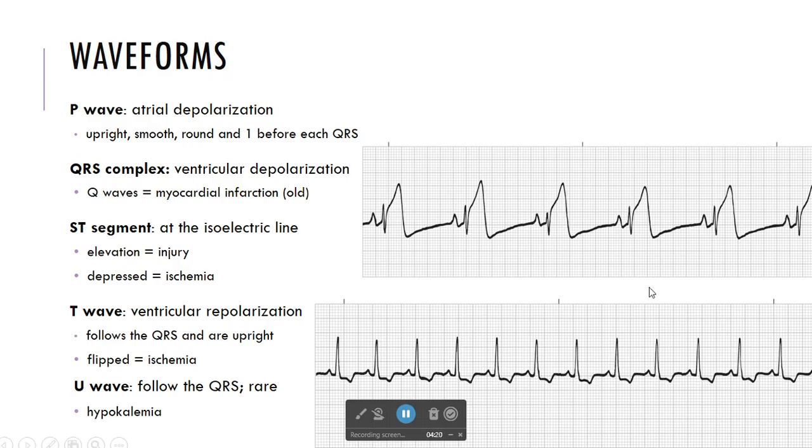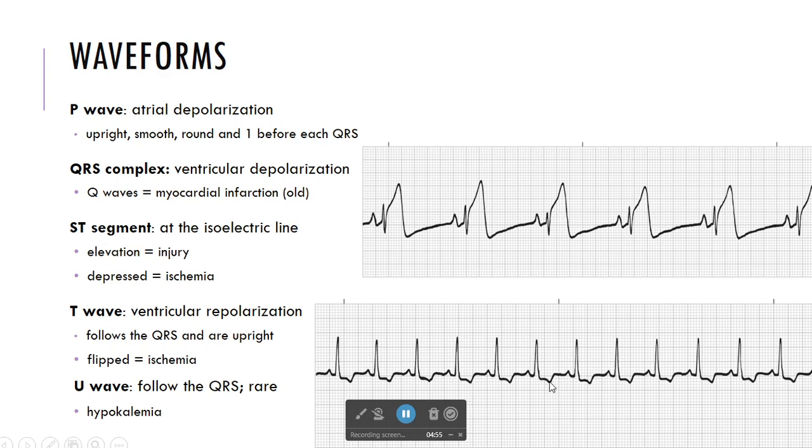Your QRSs are ventricular depolarization. When your ventricles are in ventricular depolarization, your atria are in repolarization. They are resting. We don't see it because our ventricles are so much bigger and have so much more electrical output. Your T waves are ventricular repolarization, which is resting, and they follow the QRS, and they should be up. Right? If they're flipped, as in this bottom example, this is a flipped T wave, that means ischemia as well. So we have ST segment depression, we have flipped T waves.